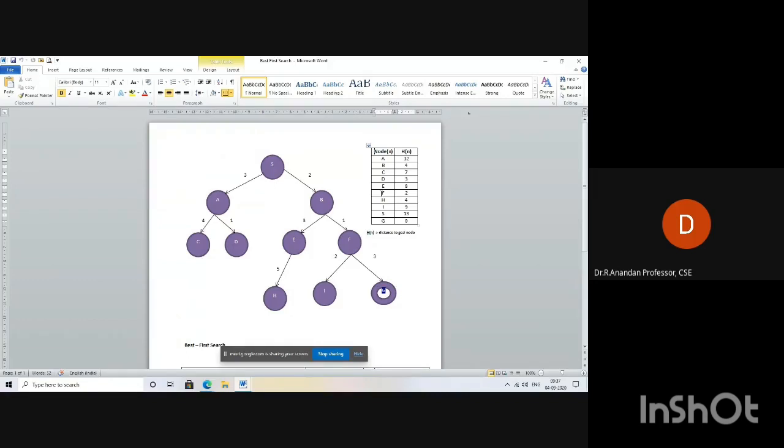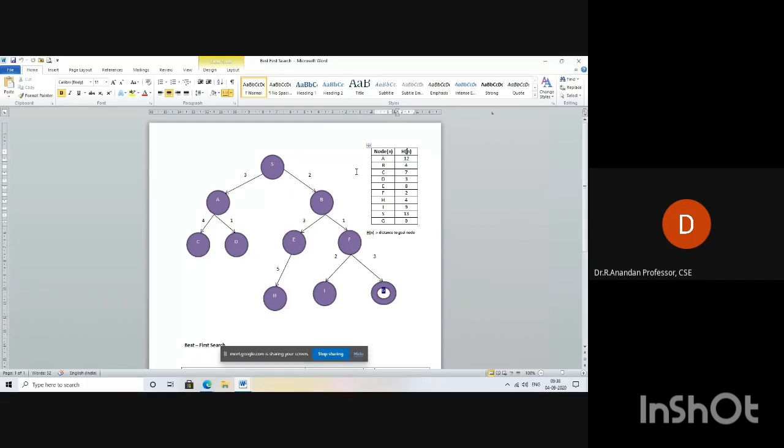Okay. Now this is a graph given, and this is a table given to you. Using this graph, I am going to reach from source to destination. This is the goal state, this is the source state. How am I going to get from source to destination using best first search? Here you have a table of node n and h of n. This will be given in your question. But as far as your exam is concerned, you have to draw the graph and you have to explain.